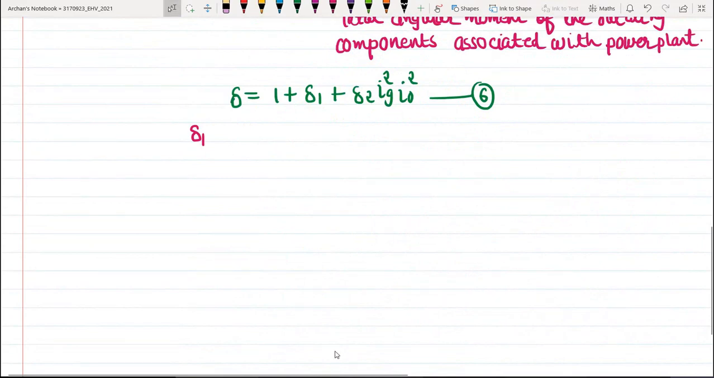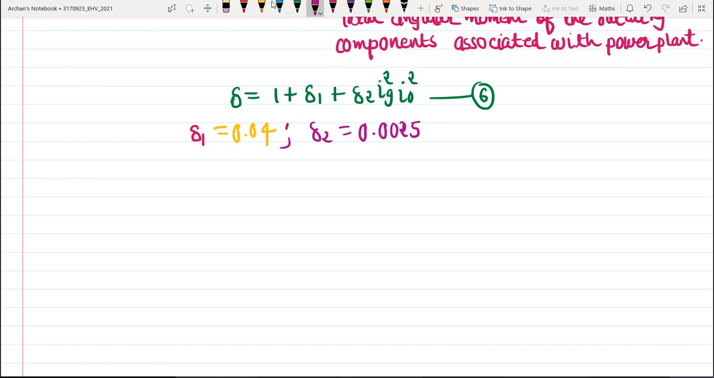Okay, and the reasonable estimate value of this is 0.04. Right? And when we talk about delta 2, this delta 2 represents the effect of the power plant associated rotating parts, and this has a reasonable estimate value of 0.0025, right? So we don't know the values of this IW and IP, but still if we are using this empirical formula, then we will be using this delta 1 equal to 0.04 and delta 2 equal to 0.0025.